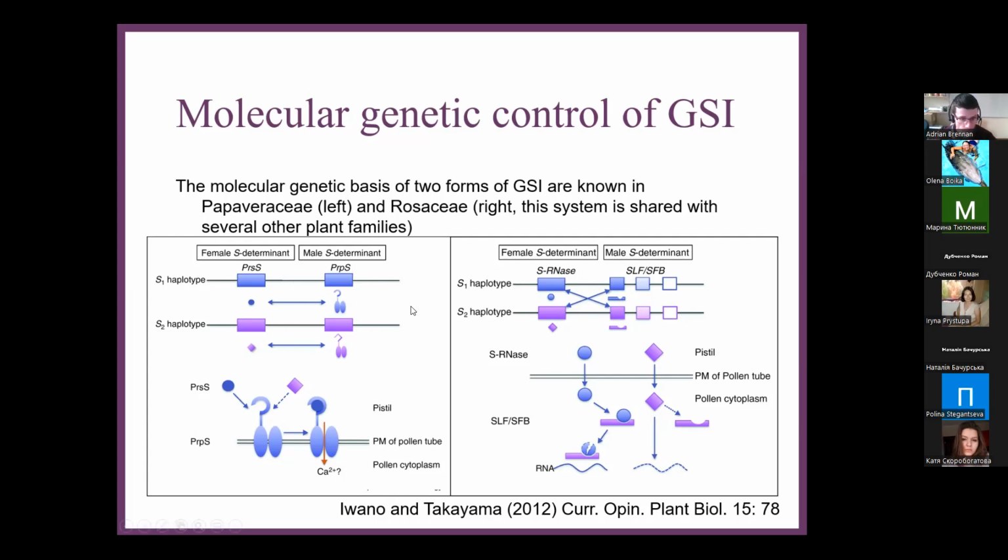In this system, the male gene happens to be the receptor, and the female one is the signaling molecule. And so the receptors are on the surface of the growing pollen tube, and if they interact with the female signaling molecules, it will trigger a calcium signaling pathway that will lead to the destruction of that pollen tube.